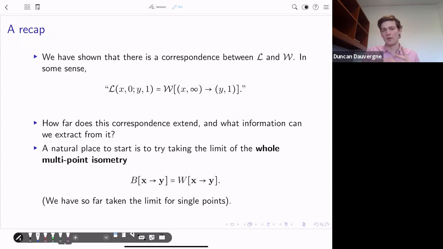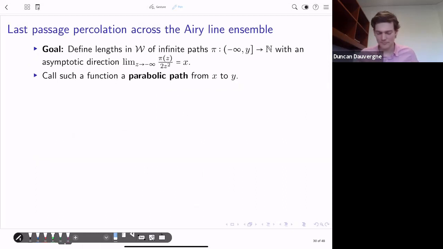Well, let's first try and think about what the natural limiting object should be. So the natural limiting object should be something like multi-point last passage value across the parabolic Airy line ensemble along sort of asymptotic paths in some sense. So we have to make sense of what that means. Okay, so the first thing is I want to define actual path lengths in W. So my paths are going to be infinite, and they're going to be infinite with a particular direction. So they have this parabolic shape, and their direction is corresponding to where they would have started in the melon at some location x. So I'll call a function satisfying this limiting property a parabolic path from x to y.